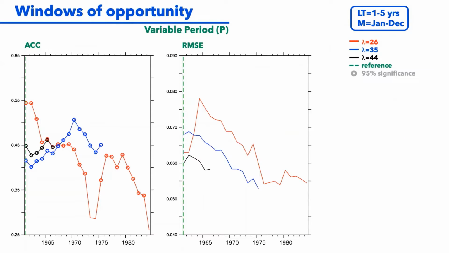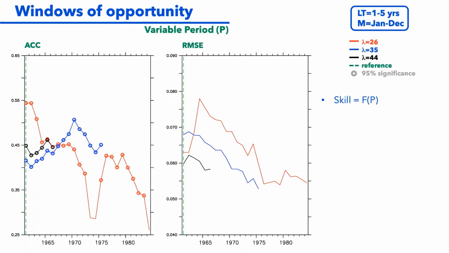So let's start to analyze what happened when we just vary the period and we fix lead time and months. We can see that the skill varies with the different periods considered.